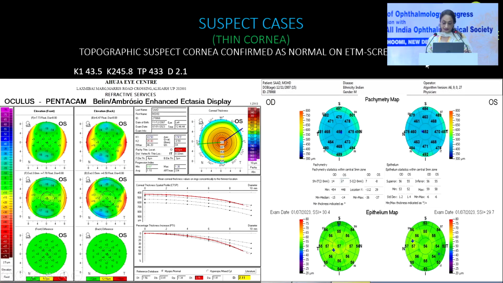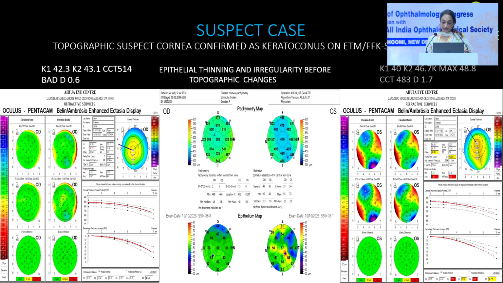This patient had a Kmax of about 49 diopter and a total D of 1.7, which is borderline. But the ETM here showed the classic donut pattern which is seen in keratoconus, with thinning surrounded by thickening. So the patient was confirmed as keratoconus and screened out. The other eye of the patient, which was absolutely normal topographically, was also showing irregularities in the epithelium.